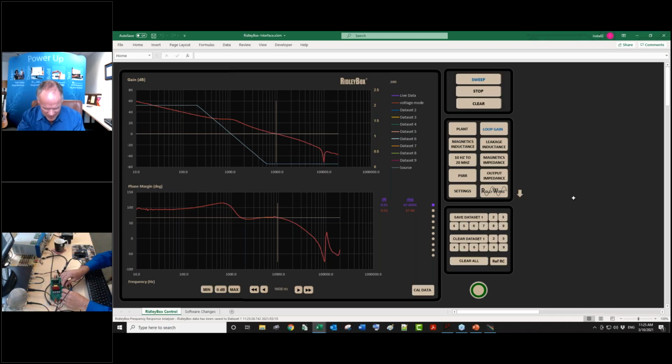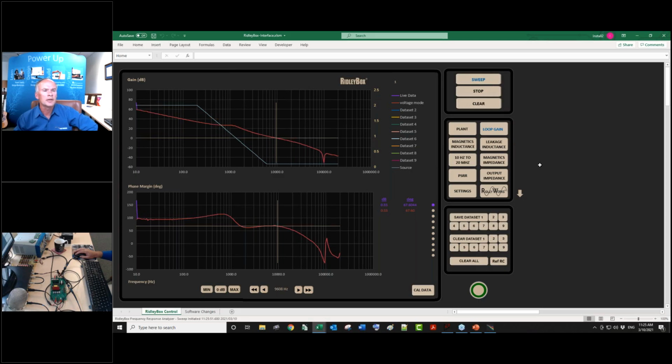This is not something you can do as easily as us at home, but we just take out the control board, which is voltage mode. We put in our current mode controller. Plug it in the right socket. Turn it on. Everything's working, and let's sweep it again. Sweep initiated. Now we're measuring a current mode system.